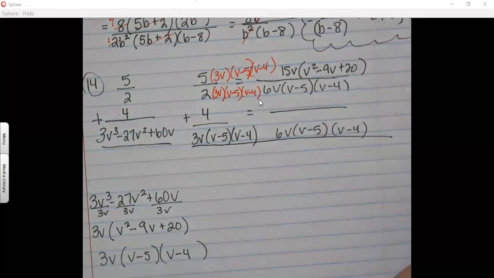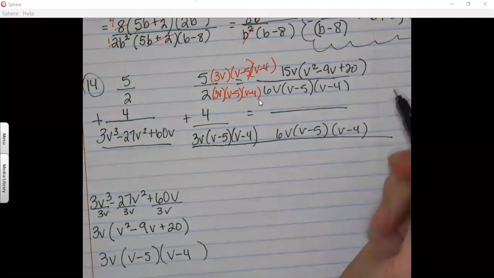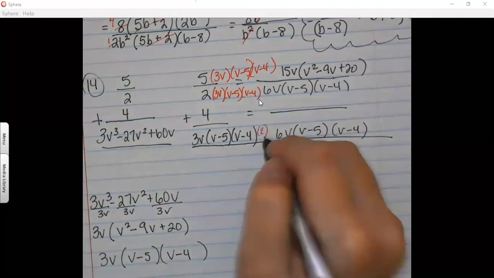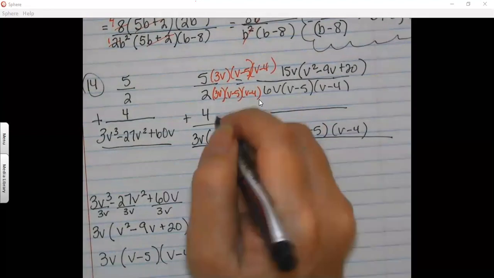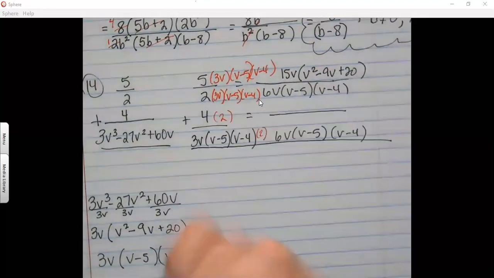Okay, the bottom one won't be so bad. 3v times what is 6v? 2. And that's the only thing I'm missing, right? So I'll just need to multiply the numerator by 2 to get 8. Yes. For the top numerator? Yeah. Did I make a mistake?